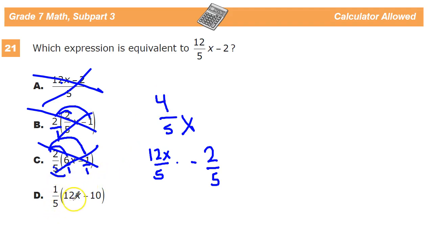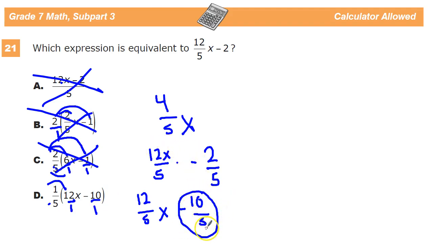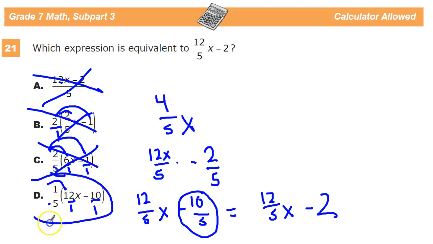And then finally, put these over 1. 12 times 1 is 12, 5 times 1 is 5, and you have your x there. And then you have 1 times negative 10, so negative 10. And then 5 times 1 is this. But when I reduce this, 10 divided by 5 is 2, of course. So I end up with 12 fifths x minus 2. So your answer to this question is D.